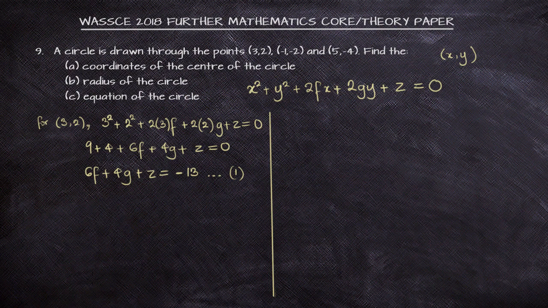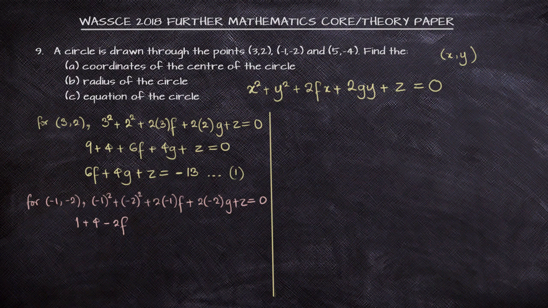Now, moving on from there, for the point minus 1 and minus 2, if we substitute this value into our general equation also, and we use minus 1 for x and minus 2 for y, what we are going to get eventually is 1 plus 4, 2 times minus 1 is minus 2, then 2 times minus 2 is minus 4g.